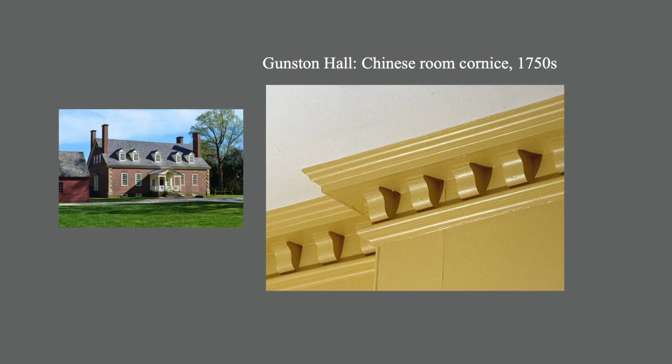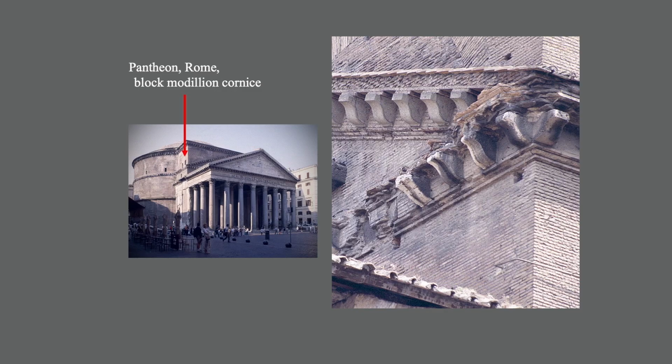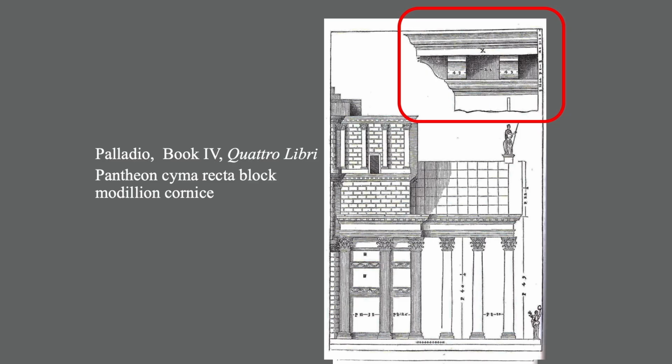Next, in Gunston Hall, we see some stumpy modillions in the cornice of the Chinese room. Now, they have nothing to do with Chinese architecture. Rather, they are an ancient Roman motif called block modillions. We see them on the secondary cornices of the Pantheon. These too were measured and published, and indeed popularized by Palladio.